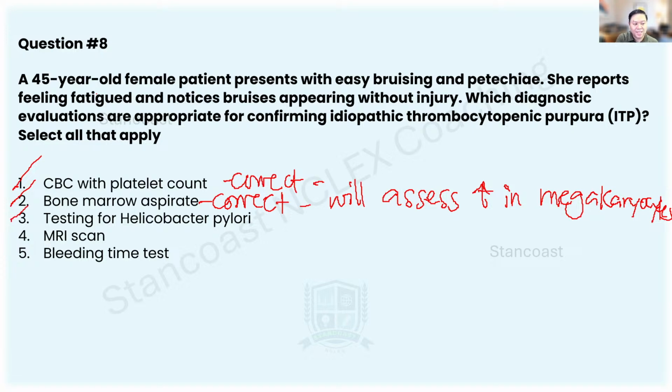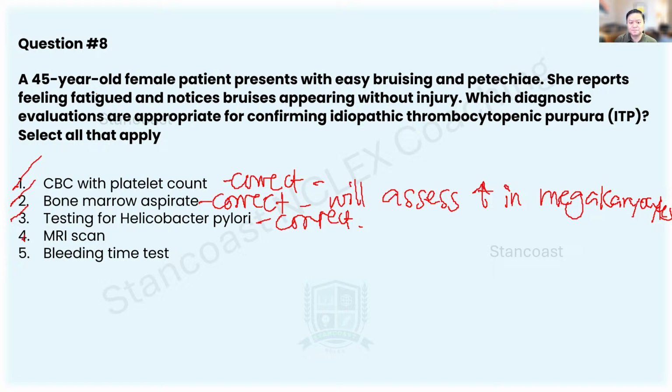What about number 3? Testing for Helicobacter pylori. Remember that a patient that has a positive H. pylori has that tendency to have a link to the development of ITP. So this is another correct answer. And we need to really treat this patient with the antibiotics that will target the H. pylori in order to allow improvement of the platelet counts in this patient. It's an immune kind of a reaction that is going on when there is an H. pylori infection.